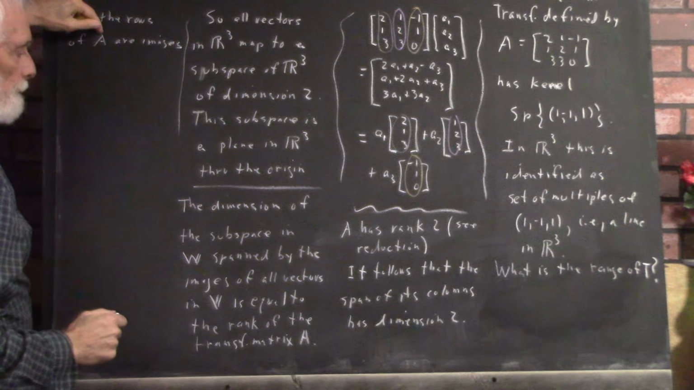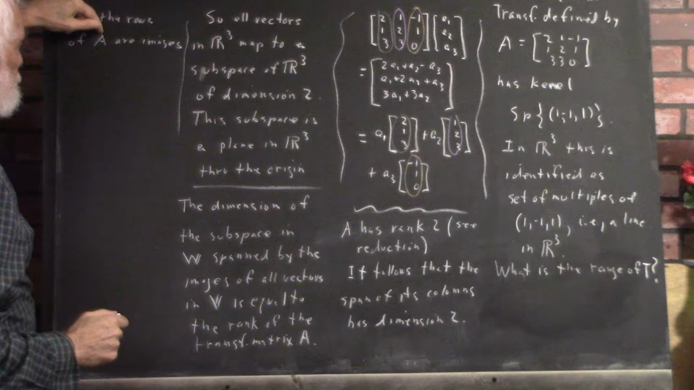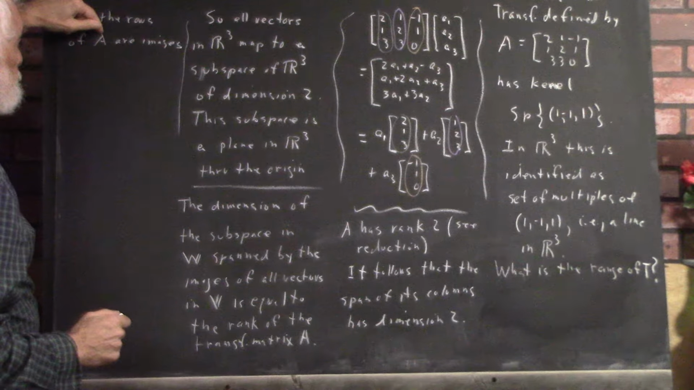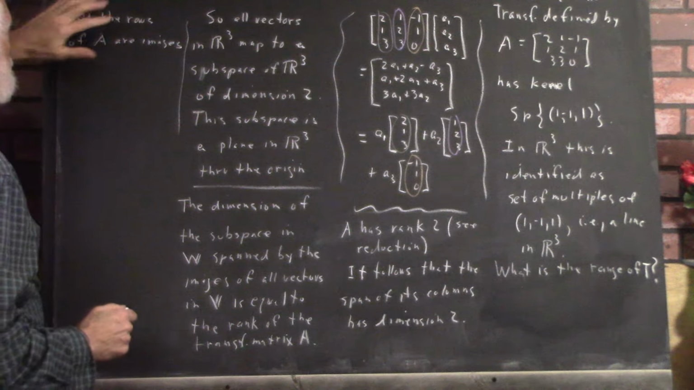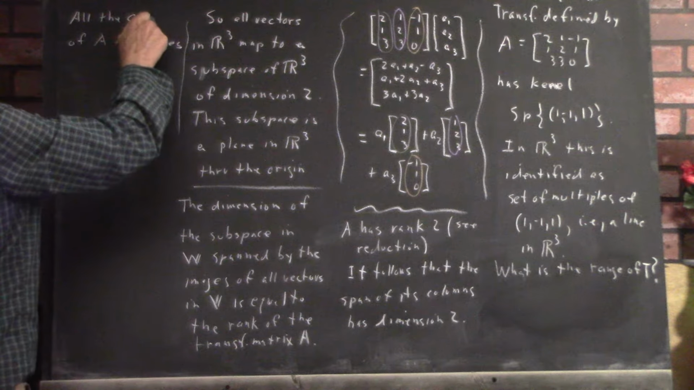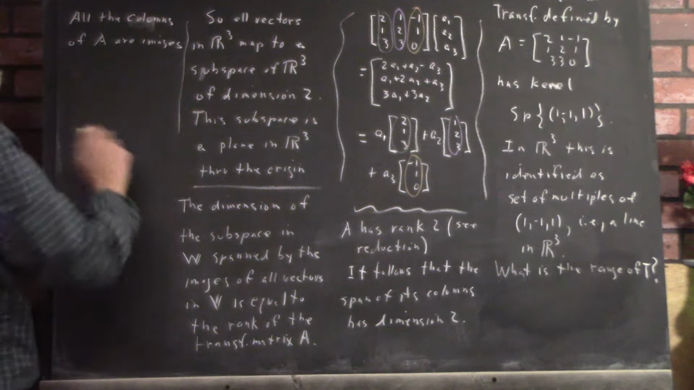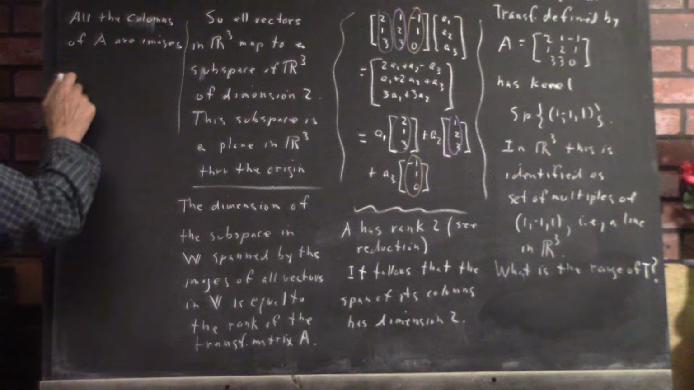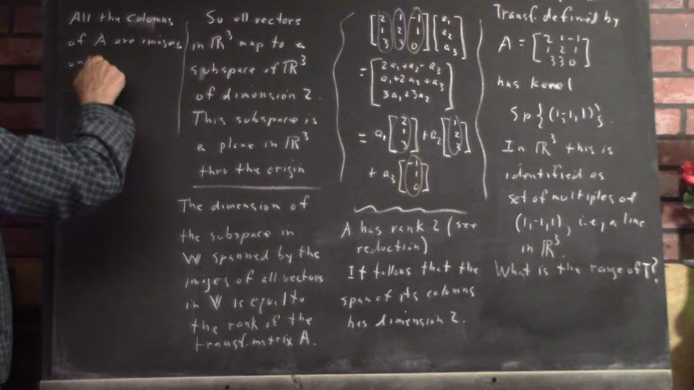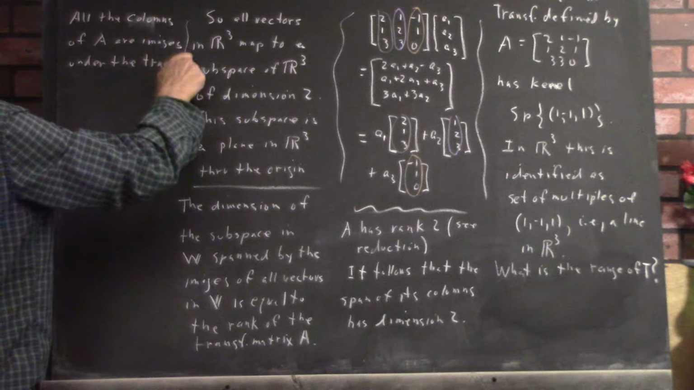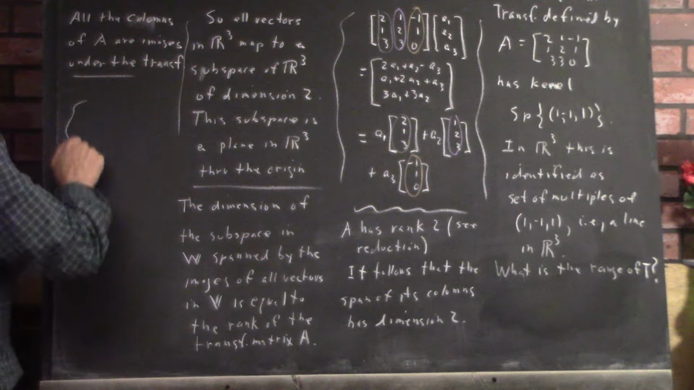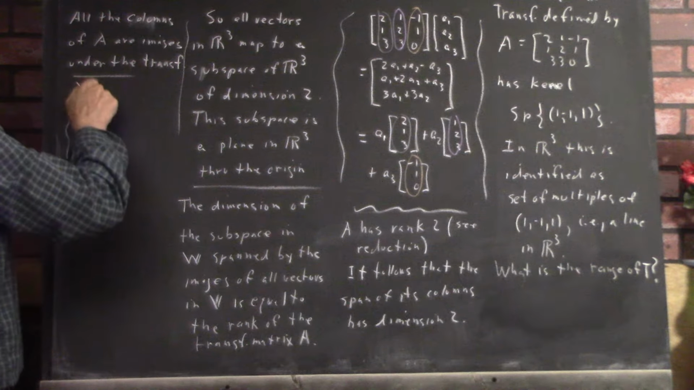All the rows of A. Yeah, I think I said it wrong. It says rows. All the columns of A are images under the transformation. Picture this, and I'll tell you why it's so.